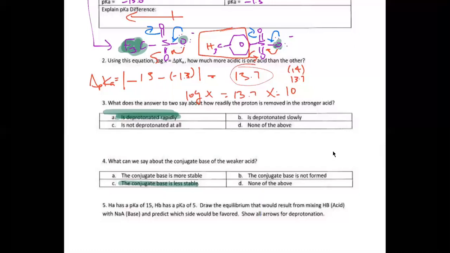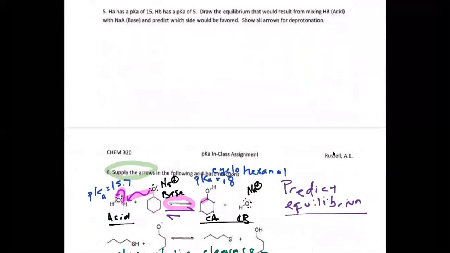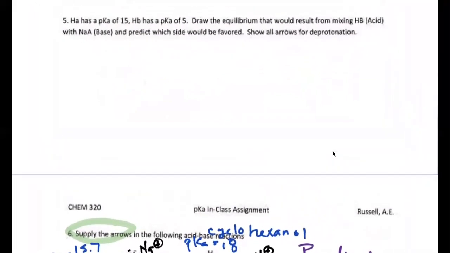Number 5. Let's read the question. Somebody read the question. Use that good high dollar microphone on your laptop. And let's see if we can figure out what this question is asking.